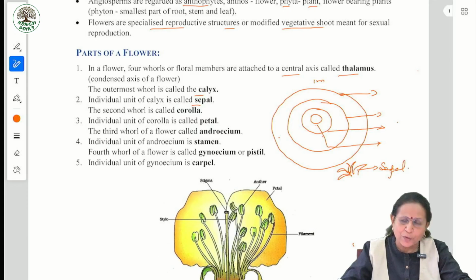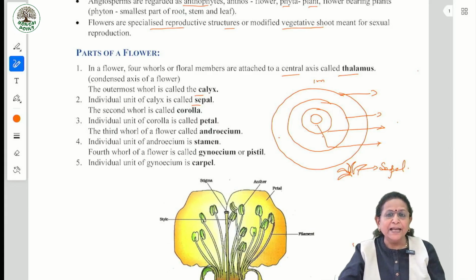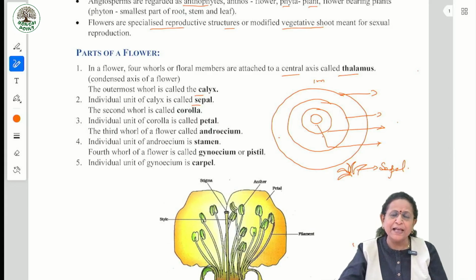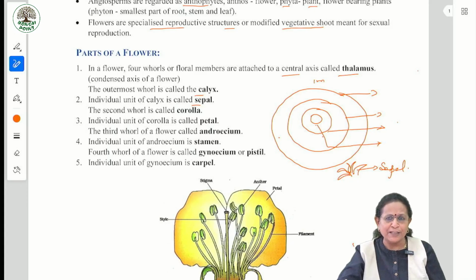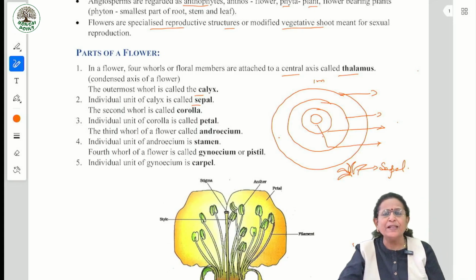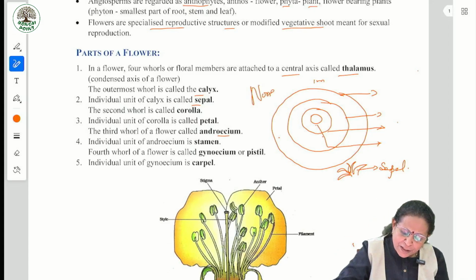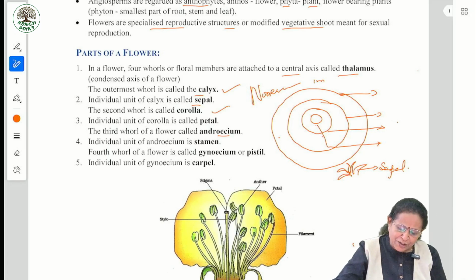So also corolla. The individual unit of calyx is sepal, the individual unit of corolla is petal, the individual unit of androecium is stamen, and the individual unit of gynoecium is carpel. Calyx and corolla are said to be the non-essential whorls of a flower, whereas androecium and gynoecium are said to be the essential whorls of a flower.